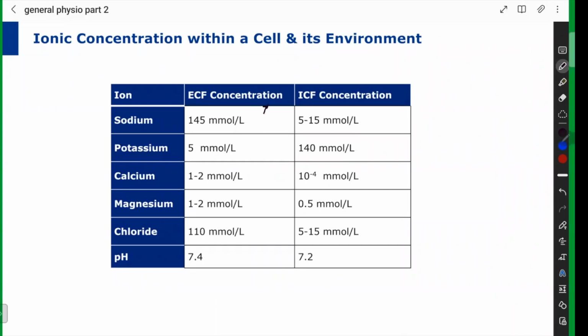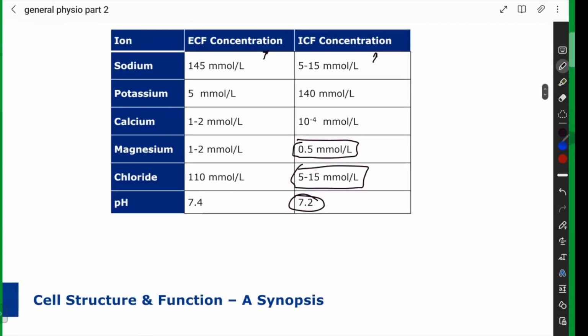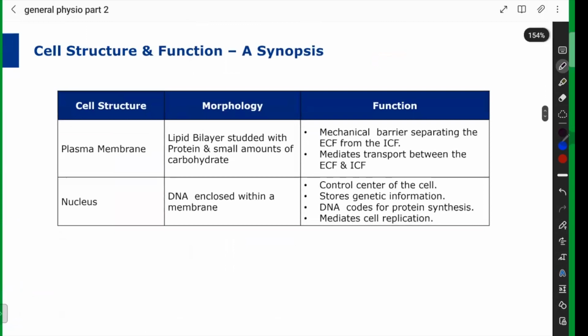145 is the sodium mean concentration, potassium 5, calcium 1 to 2, magnesium 1 to 2, 110 millimole for chloride, and 7.4 for pH. ICF concentration is the opposite. 140 will be for potassium, 5 to 15 will be for sodium, and calcium will be 10 to the power of minus 4 millimole per liter. Magnesium is going to be around 0.5, chloride is going to be 5 to 15, and pH is going to be 7.2. Clear?